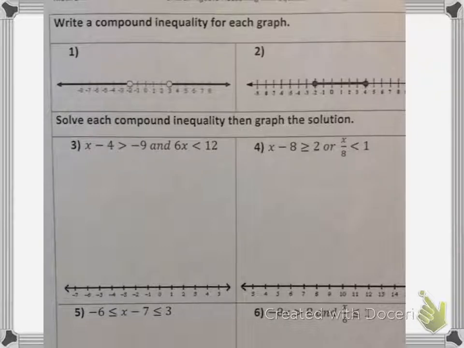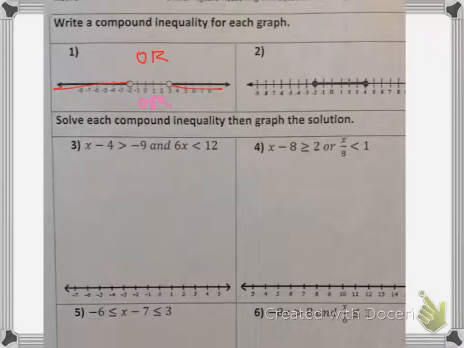All right, the back side of this is review. It's actually a checkpoint. So I'm just going to do a couple of the problems for you, and then you can do the rest of them yourself. So this first one, number 1, says to write an inequality. I can tell this is an or right off the bat because I have this or I have that. So I know I need an or written in my inequalities.